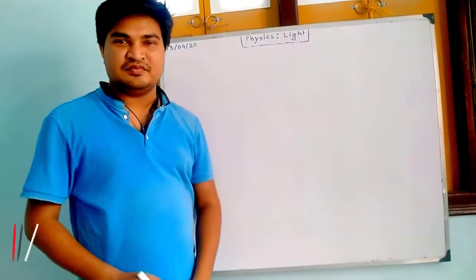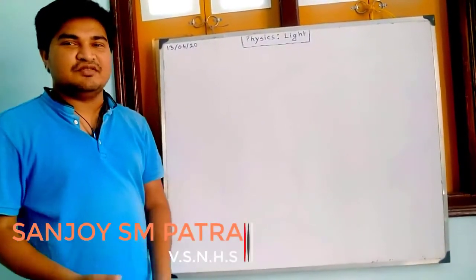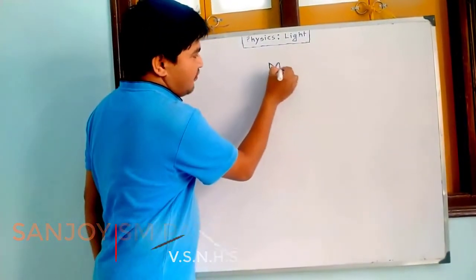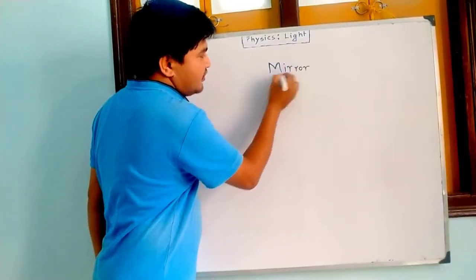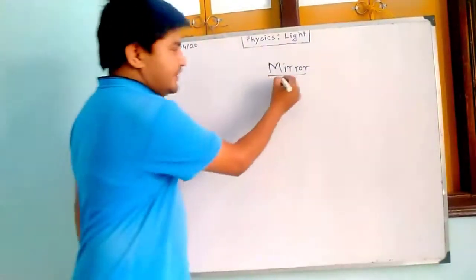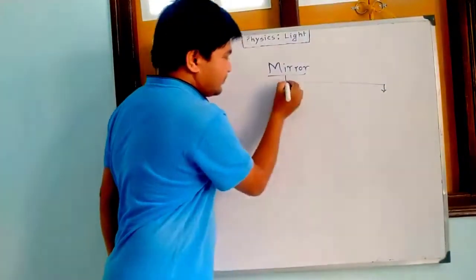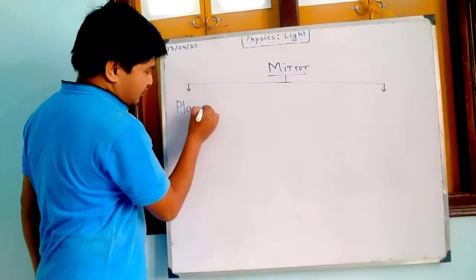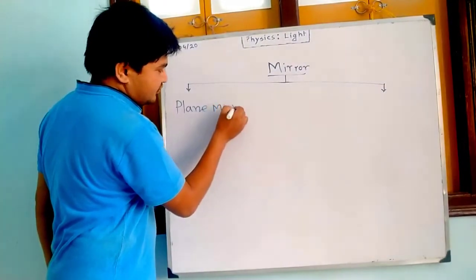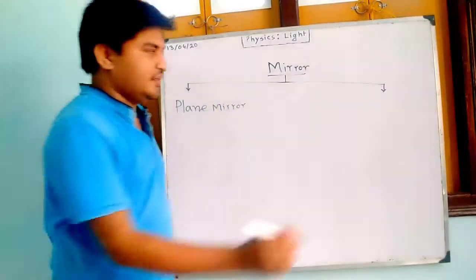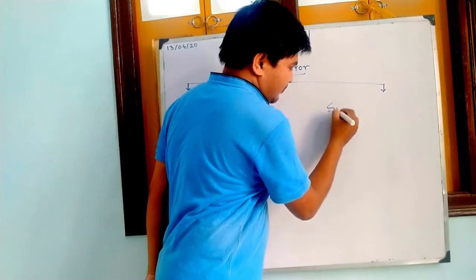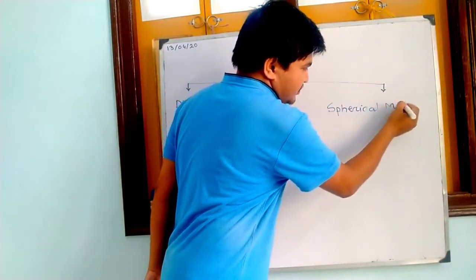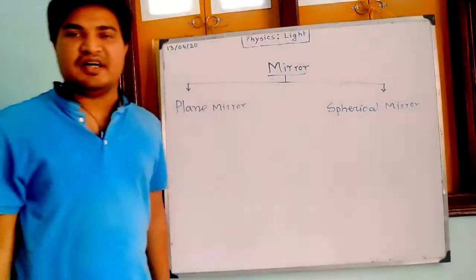Hello students, today we will learn about different types of mirrors. Mirrors are classified into two different groups. One is plane mirror and another is spherical mirror or curved mirror.